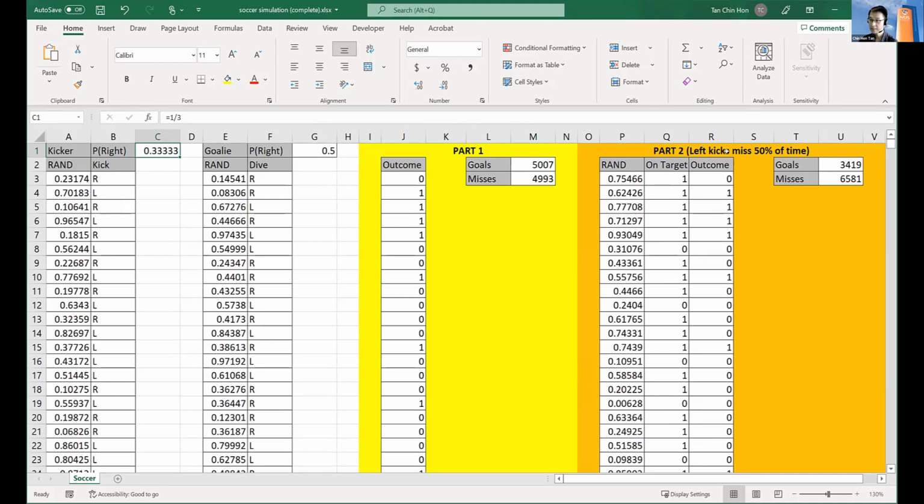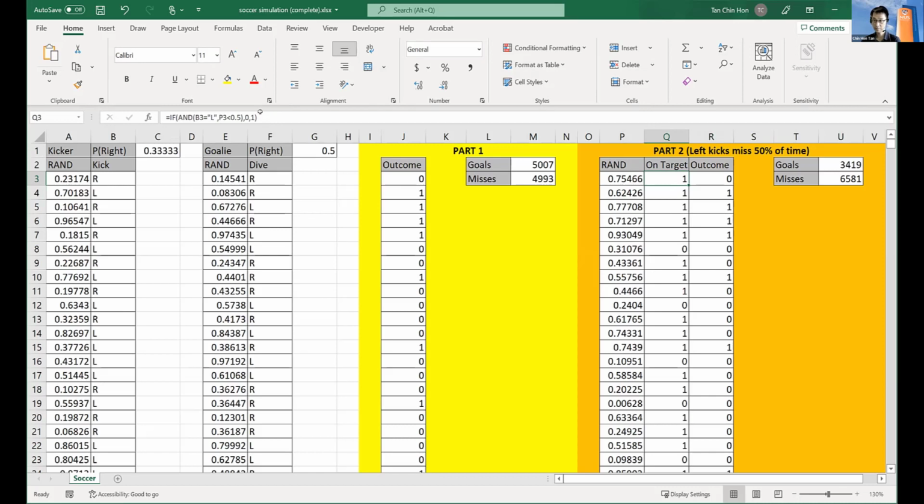So in part 2, basically, we are just going to add a further complication, which is that our left kicks are actually going to miss 50% of the time over there. So we're just going to need to have another consideration, which is that when the kicker actually kicks to the left, is it going to be on target or not? Okay, and so for us to do that, basically, we just need to generate another random number over here. And so that's why I have another random number over here. And based on this random number, we will then be able to decide whether the shot is going to be on target or not.